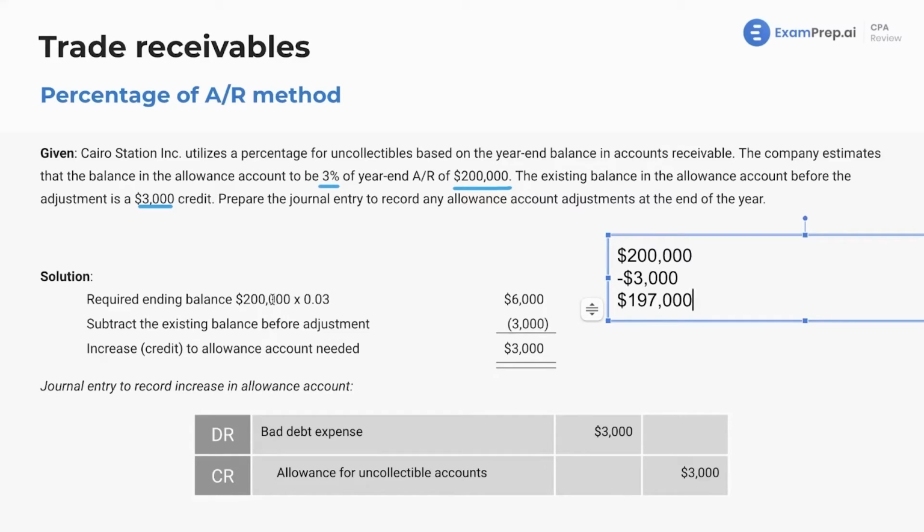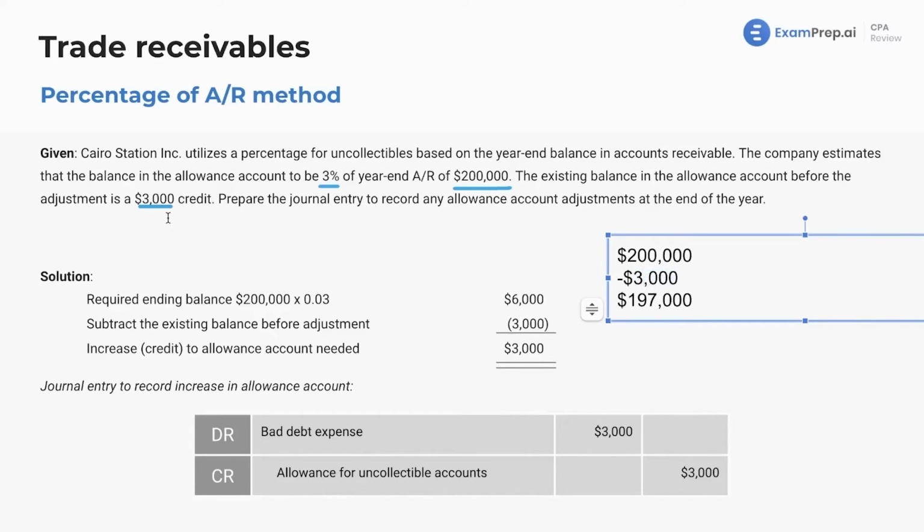3% of $200,000 is 6,000. We already have 3,000 in our credit balance. So we just need 3,000 more to account for more allowance for doubtful accounts or allowance for uncollectible accounts. Same thing. So we just need 3,000 more.